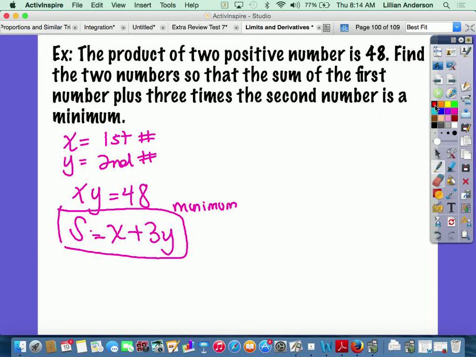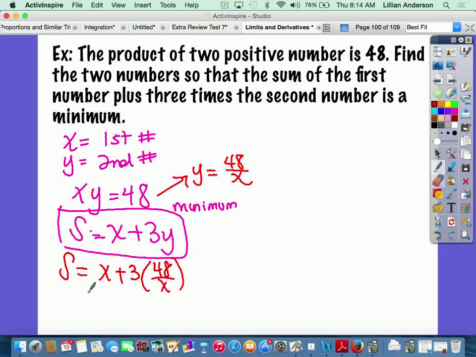So I'm going to take this equation, and I'm going to go ahead and solve for y so I can get everything in terms of x. So to solve for y, I'm just going to divide both sides by x, and this is what y equals. So that way, I can go and plug it in, and now I have, let's see, 48 times 3 is 144? Yes, 144. So now I have an equation that has this one variable that I can easily take the derivative of, okay? So that was step 2.